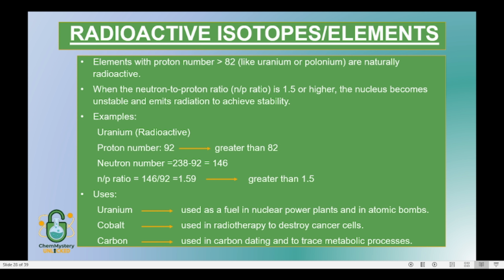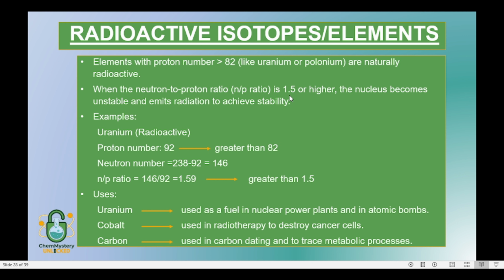When the neutron to proton ratio is 1.5 or higher, the nucleus becomes unstable and emits radiation to achieve stability. What does neutron to proton ratio mean? It is the number of neutrons divided by the number of protons. When we divide the number of neutrons by the number of protons, if the answer is greater than or equal to 1.5, the nucleus becomes unstable and emits radiation to achieve stability because it is radioactive.